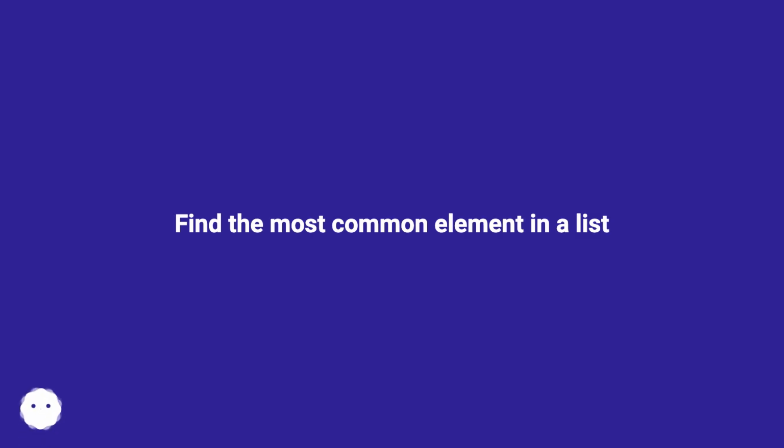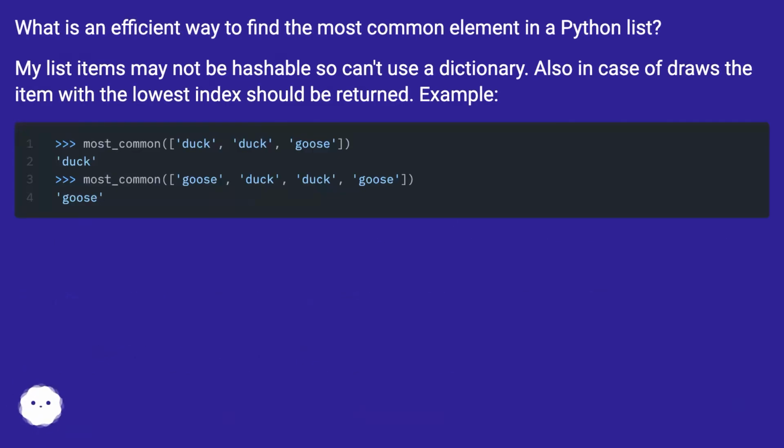Find the most common element in a list. What is an efficient way to find the most common element in a Python list? My list items may not be hashable, so can't use a dictionary. Also, in case of draws, the item with the lowest index should be returned. Example.